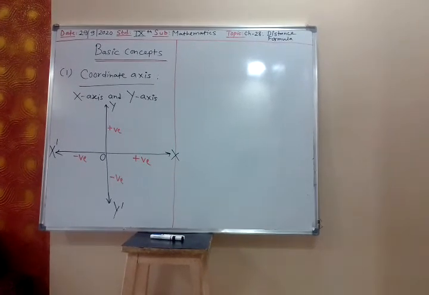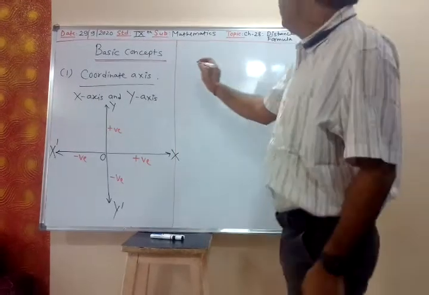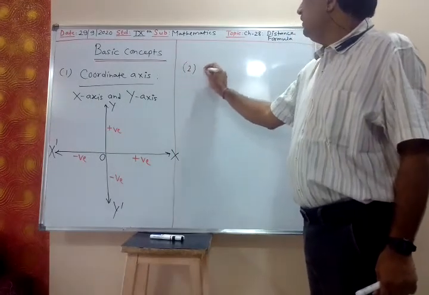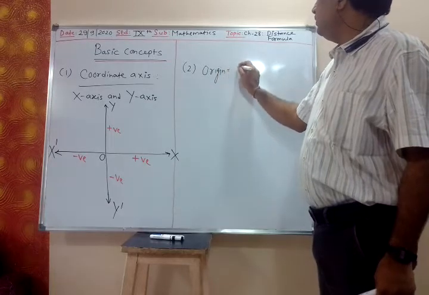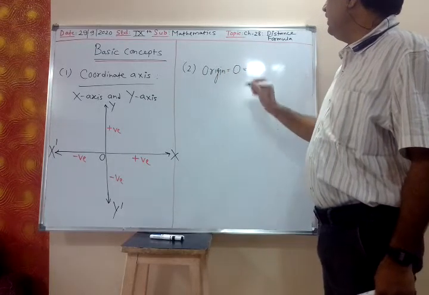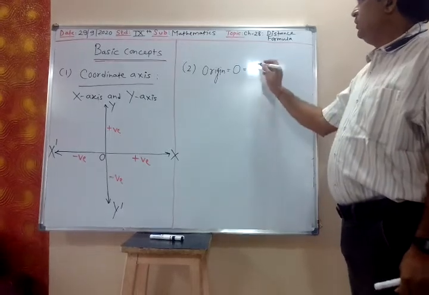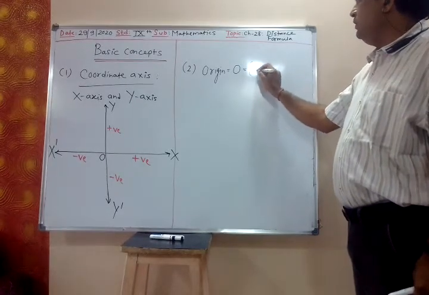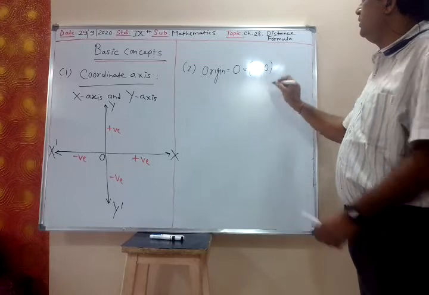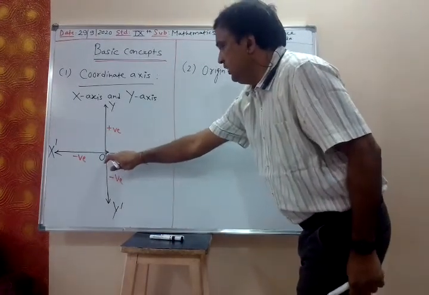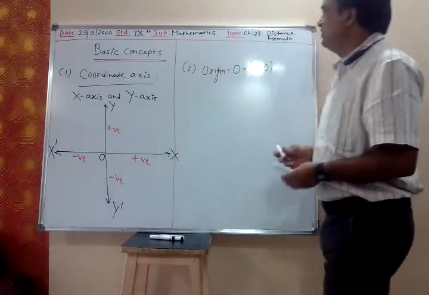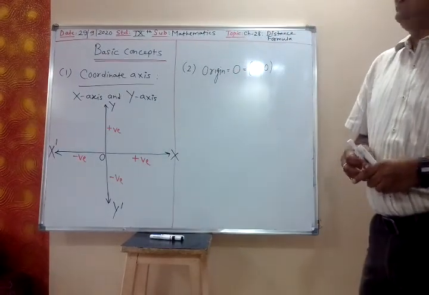Now the second point is origin. The origin is denoted by O, and it has coordinates 0, 0. That means 0 on the x-axis and 0 on the y-axis. So origin has coordinates 0, 0.